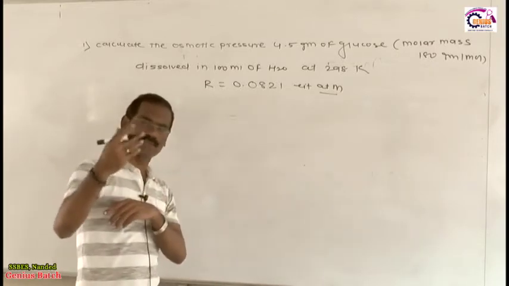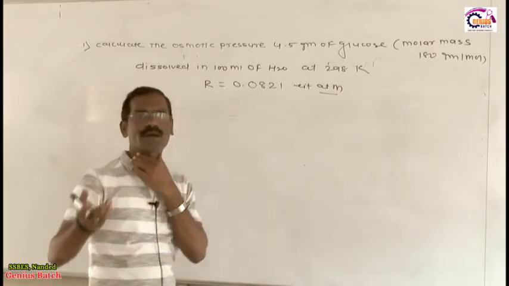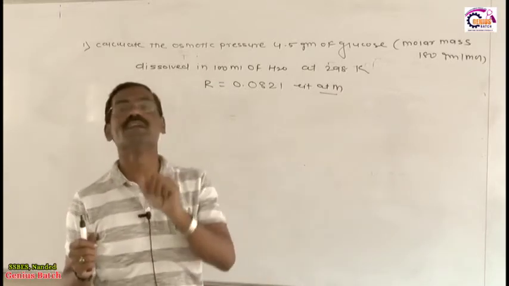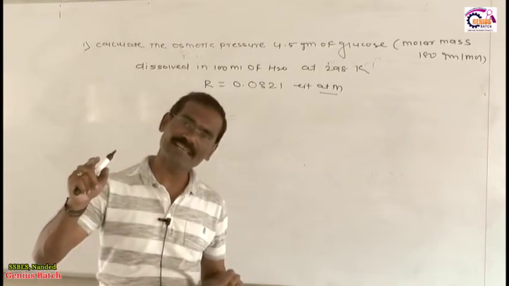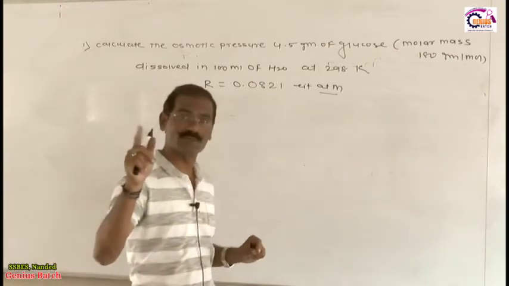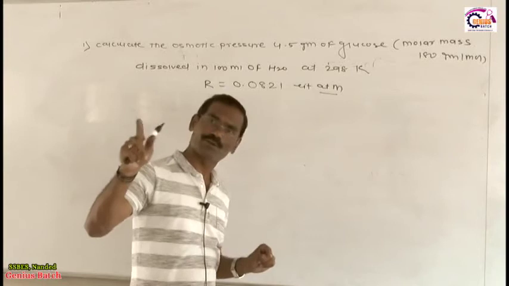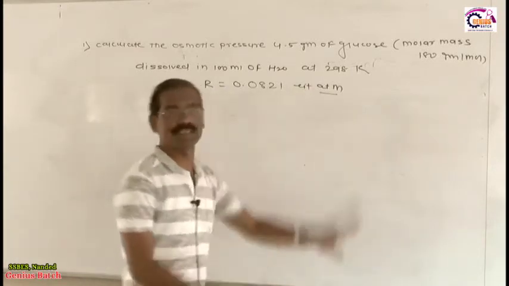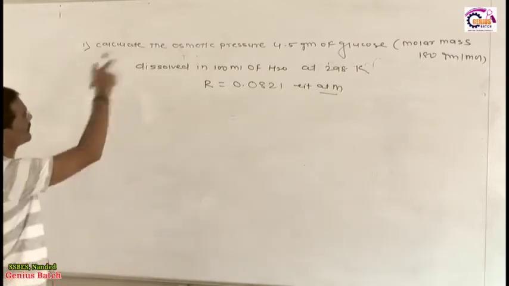You know the ideal gas constant has so many values. The value of R is 8.314 joule per Kelvin per mole. Is it okay? You know the value of R is 1.98 calorie, or 2 calorie, and the value of R in liter atmosphere is how much? 0.0821 liter atmosphere. Now dear friend, this is a problem.